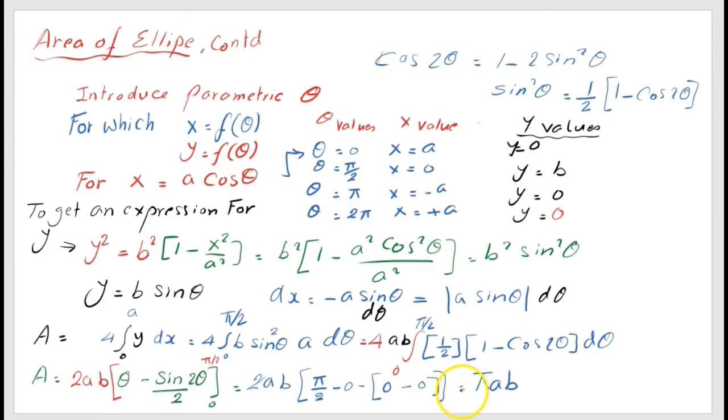That is the area of the ellipse, which is similar to the circle, but for the circle we have both radii equal, while for the ellipse we have one radius a and the other is b. So we can say that the area equals pi ab.